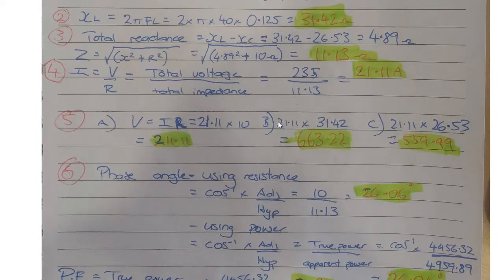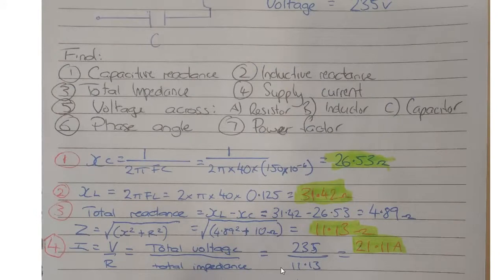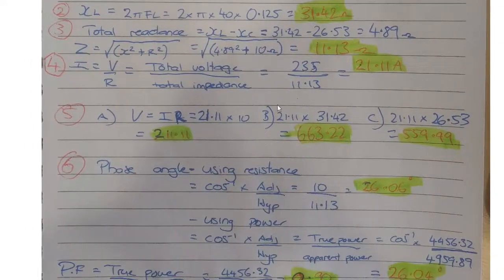I'm going to use the same current for B, which was my capacitive reactance. No, it's going to be the voltage across the inductor. B is 21.11 times 31.42, which was my inductive reactance, right? So that's I times R, V equals IR, gives me 663.22. And at the capacitor, 21.11 amps times 26.53 ohms, that's my capacitive reactance, equals 559.99.